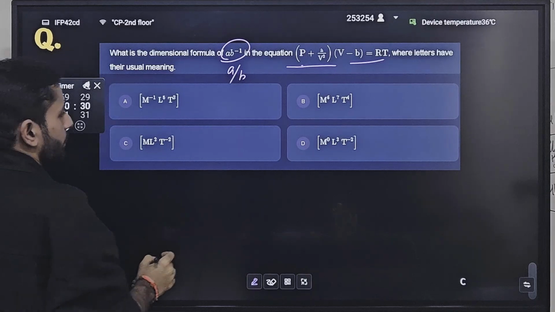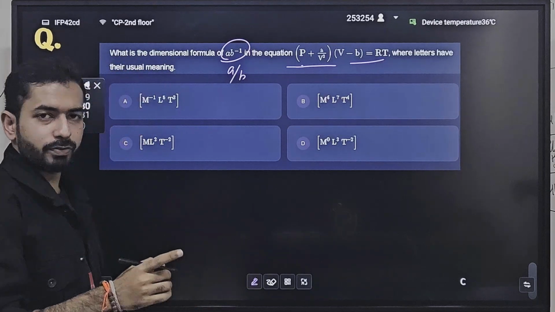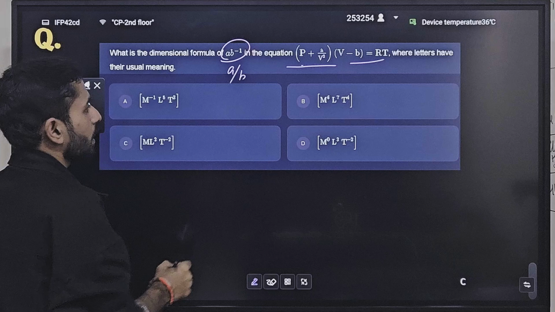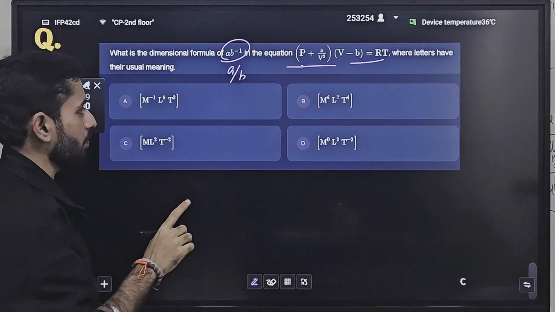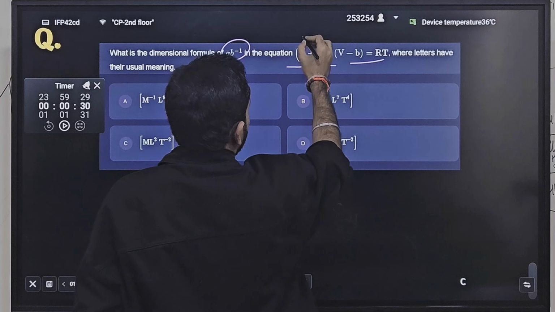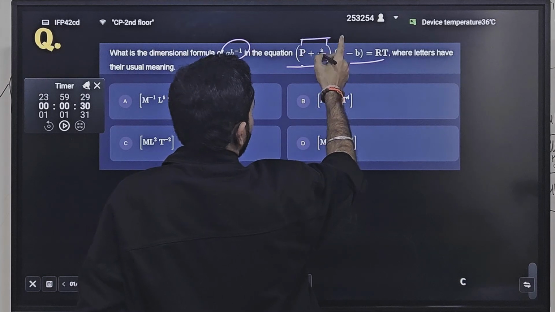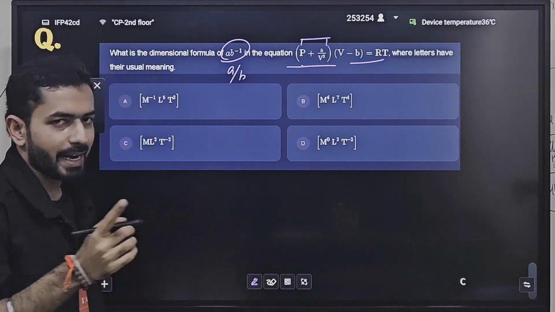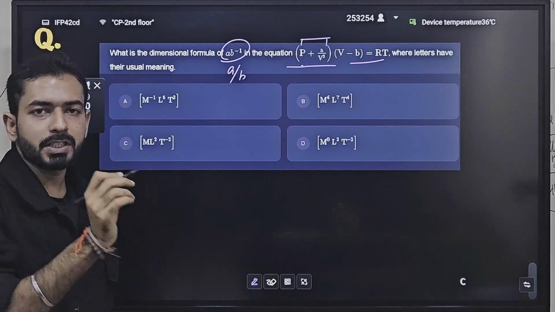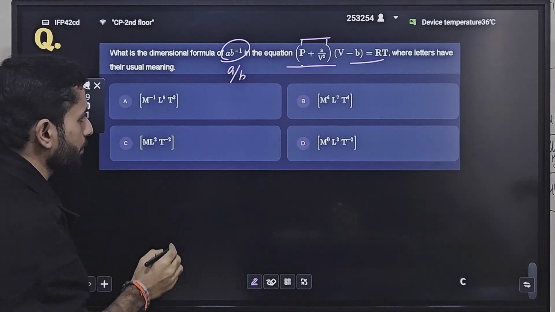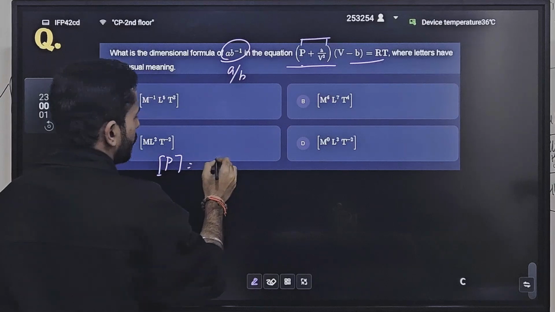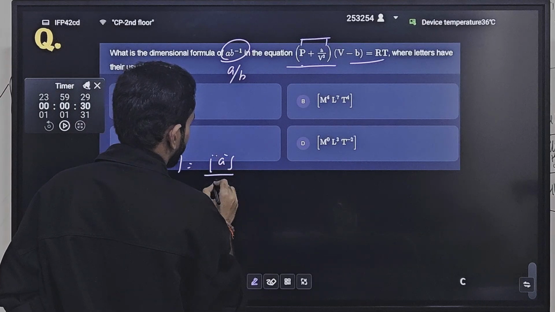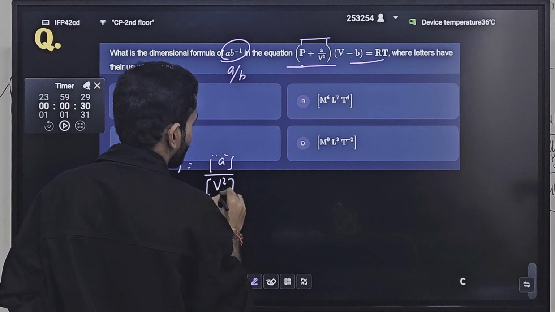I will tell you once. It applies the concept of homogeneity. See how to analyze this. This question is very easy, but I am telling you how to solve it. See here, pressure is added with A by B square. If two things are added, as I just said, the dimensions of both things should be the same. That means the dimension of pressure is equal to the dimension of A divided by the dimension of V square. V square is volume square.